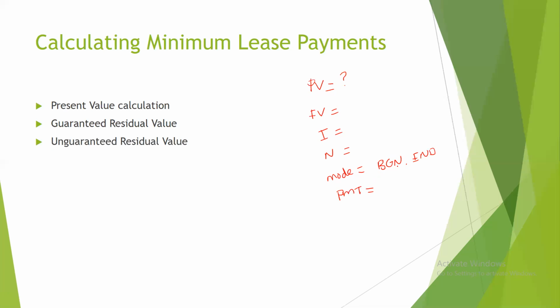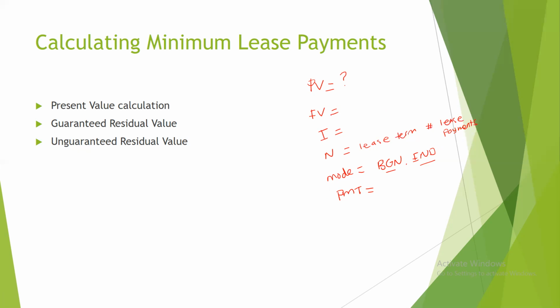Okay, so beginning mode or end mode: if the lease payments happen at the beginning of the period or the beginning of the year, you're going to use beginning mode. If they happen at the end of the period, you're going to use end mode. That one's pretty straightforward. Your number of periods is your lease term. If you're leasing it for 5 years, then it's 5. I guess this would be the number of payments, so number of lease payments is a better way to describe it. If there are 2 payments a year and it's 5 years, then 10 is your N.